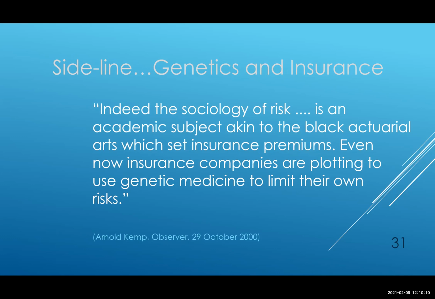Indeed, the society of risk is an academic subject akin to the Black actuarial arts, which set insurance premiums. Even now, insurance companies are plotting to use genetic medicine to limit their own risk.